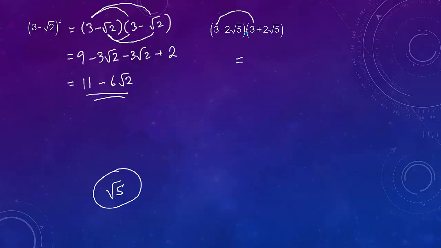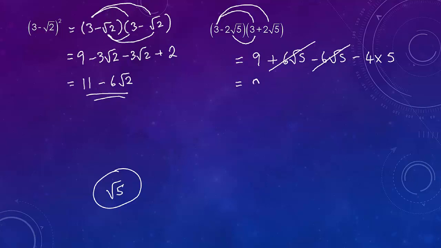So 9 plus 3 times 2 is 6, so we have 6 root 5s. Then we have minus 2 times 3, so that's minus 6 root 5. And then negative times a positive gives us a negative. 2 times 2 is 4. And root 5 times root 5 is 5. Note how these terms cancel out. So we get 9, take away 20, which is negative 11.